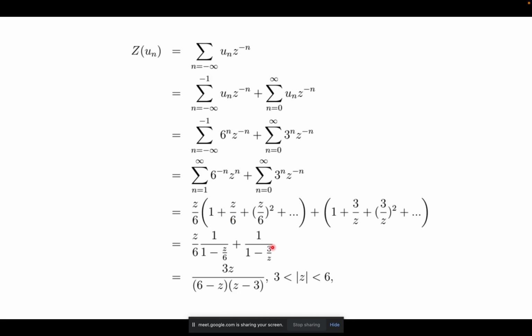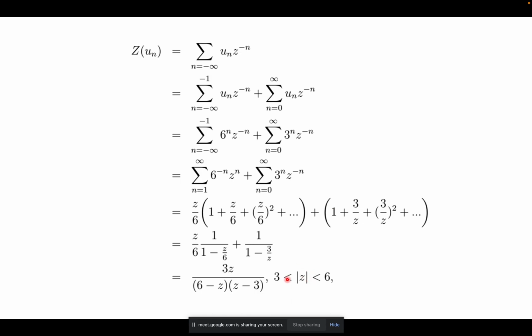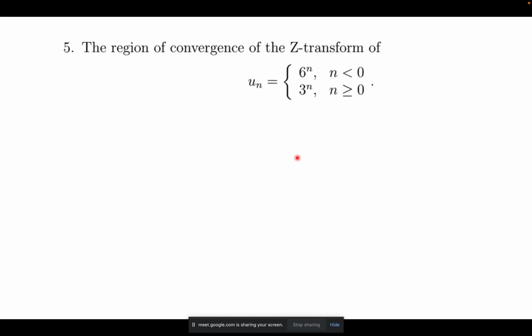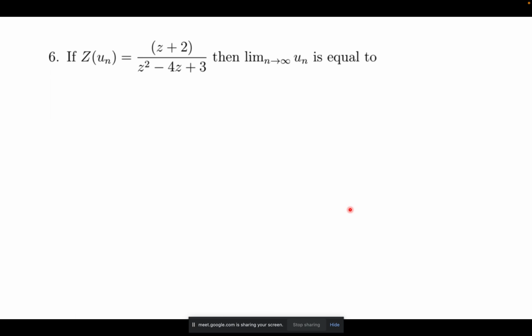You need to make sure that the modulus of Z by 6 is less than 1, because only then does this series converge. Similarly, here I need the modulus of 3 by Z to be less than 1. If I take the union of both these limits, I get that the modulus of Z should lie between 3 and 6. This is what the question was asking. So the region of convergence of this Z transform is the modulus of Z lying between 3 and 6, in order to make sure that this series converges. Okay, so I hope this question is again clear.